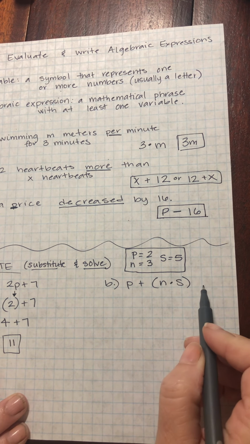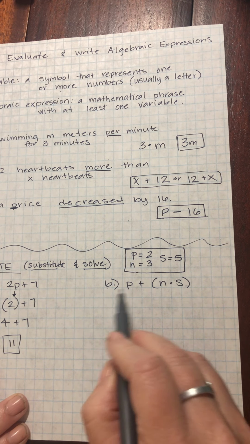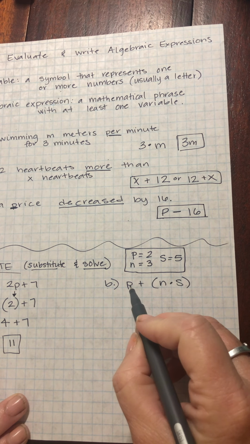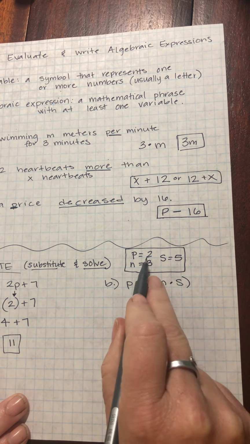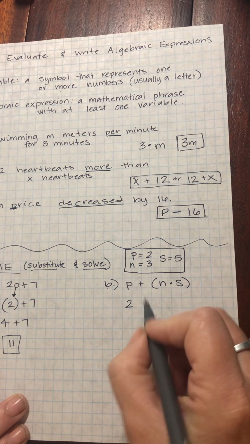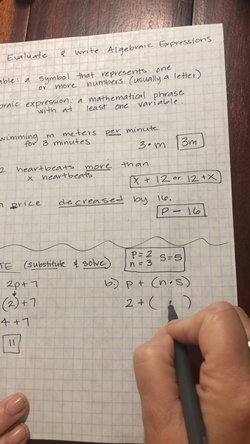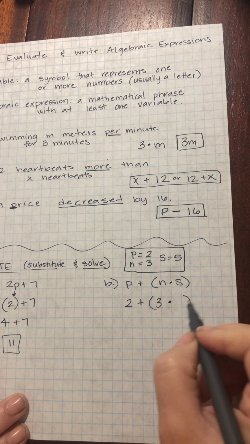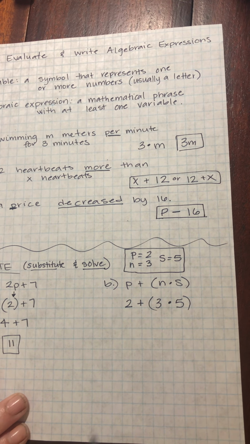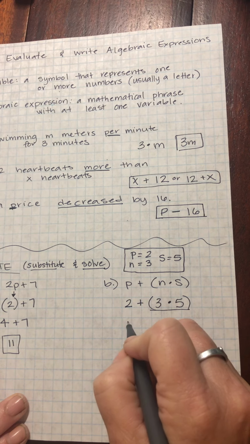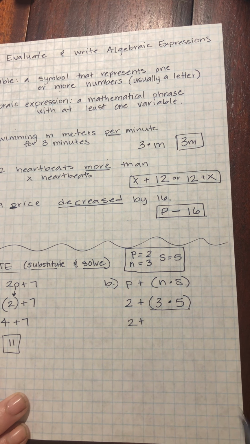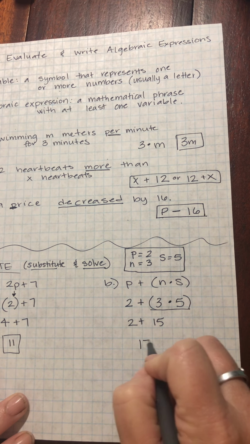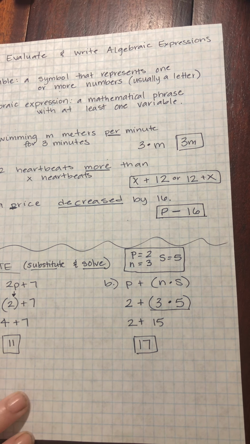Over here, I have no numbers in the example for B. All of them are variables. They're all letters I have to sub in for. So I'm going to start with the substitution. P is my first one, which is going to be a 2. I'm going to keep the signs the same. I don't want to mess those up. Next is N, which is 3, and then S, which is 5. My order of operations, I do parentheses first. So I'm going to leave the 2 plus on the outside. 3 times 5 is 15, which means my final answer for this problem is 17.